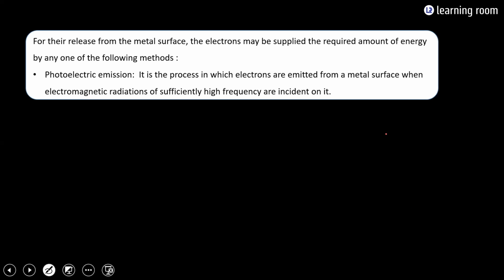So, for the electrons released from the metal surface, the electrons may also be supplied with the required amount of energy by any one of the methods. The third kind of emission that we can discuss is photoelectric emission. This is the topic that we are going to discuss throughout this chapter. So I repeat it.